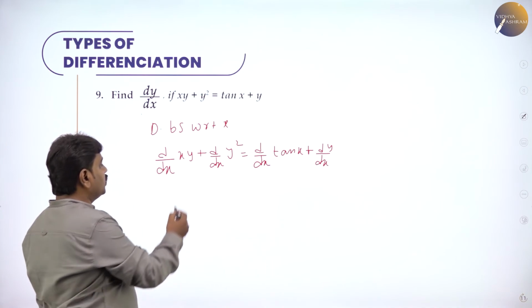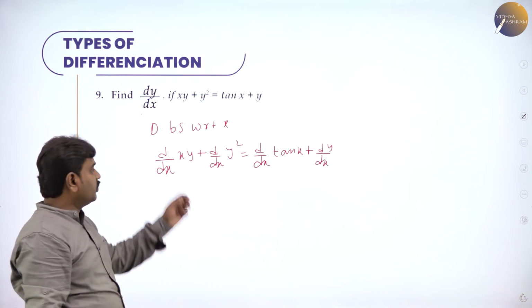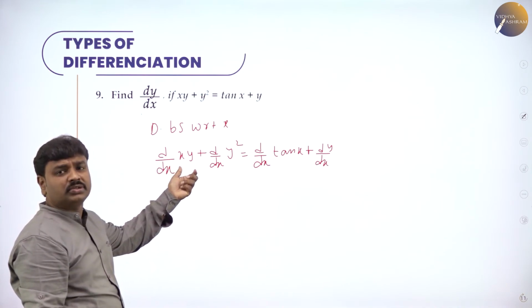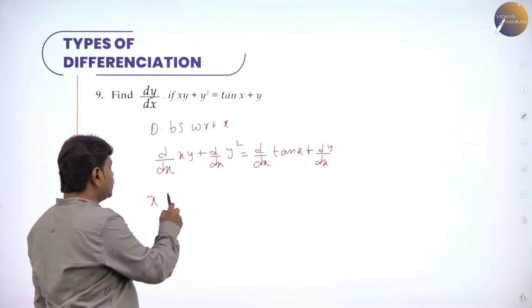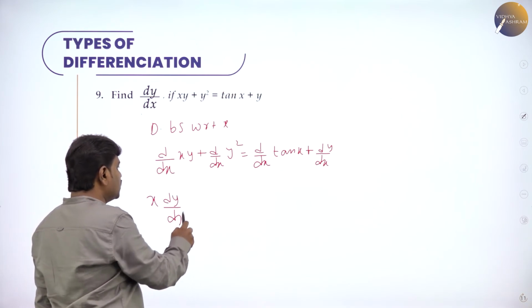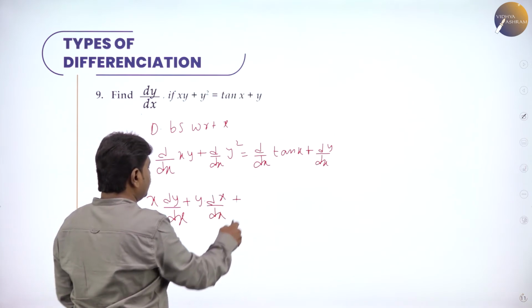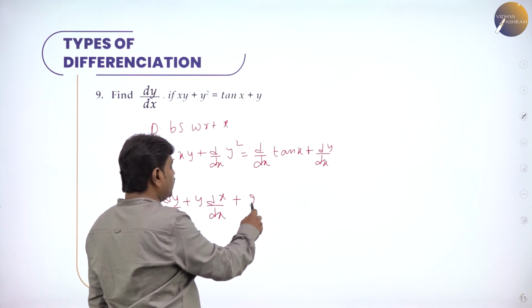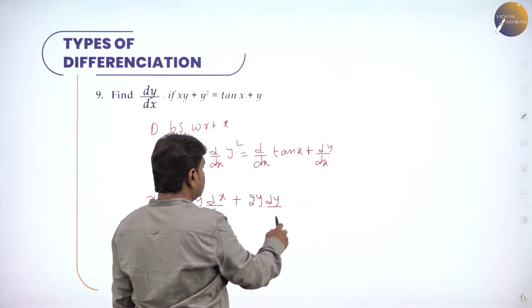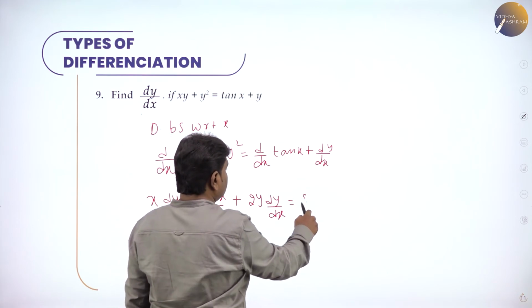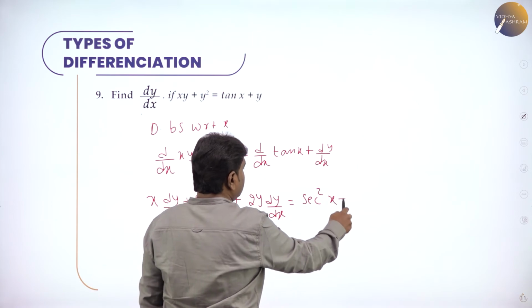You can do it. Here, what should you use? Product of two functions means the product rule. What is the product rule? x into the derivative of y plus y into the derivative of x. Plus, what is the derivative of y square? 2y into dy by dx, is equal to the derivative of tan x, which is secant square x, plus dy by dx.